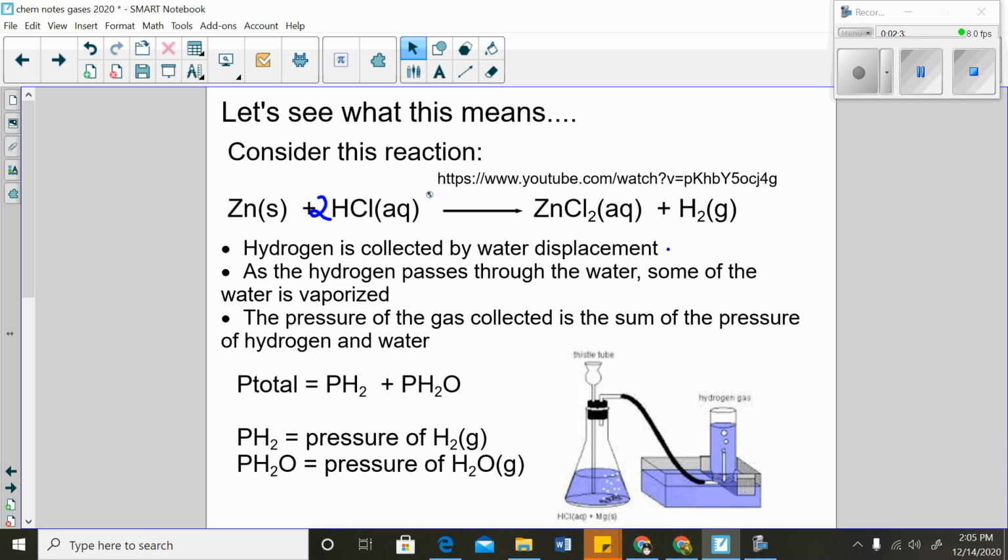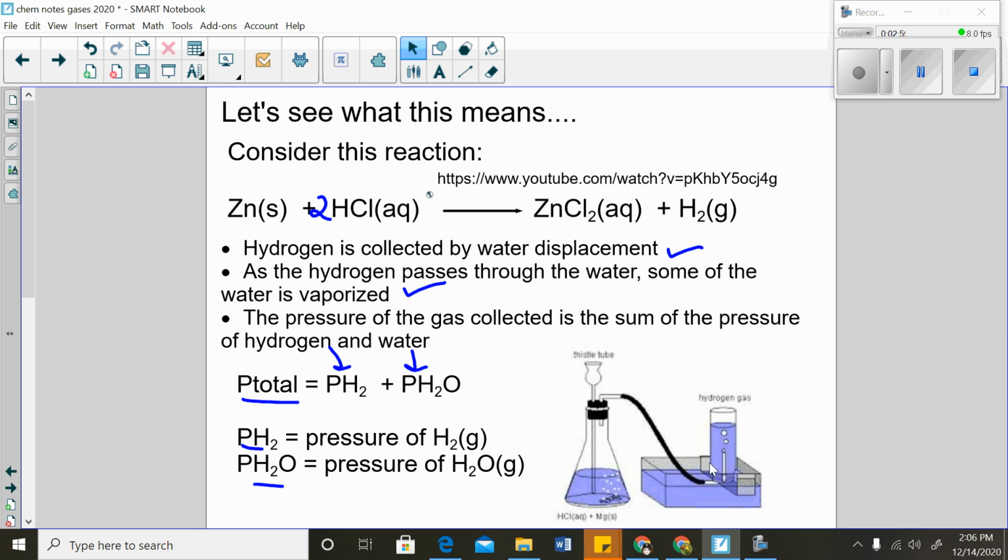So water displacement is the technique, but as that hydrogen passes through the water, some of the water is vaporized. So the pressure of the gas that's collected is the sum of the pressure of the hydrogen and the water. Right? So your total pressure would be the pressure of the hydrogen plus the pressure of the water. See, partial pressures equals the total.